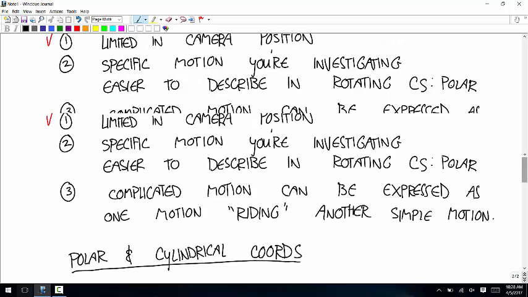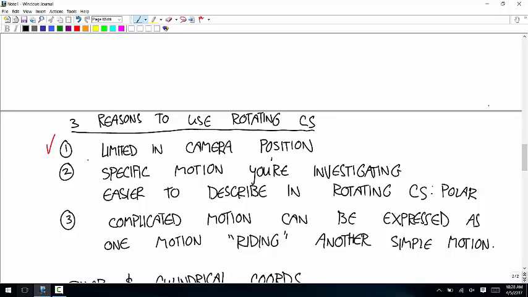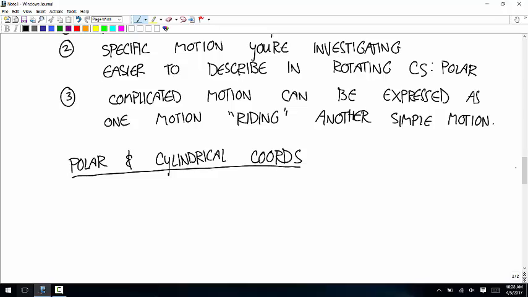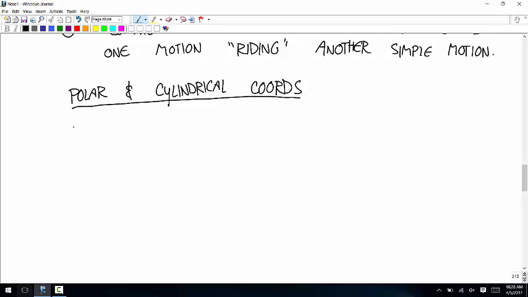Yes, you use the rotating coordinate system equation in all 3 of these. But these are the cases where you need to use the rotating coordinate system equation. So let's talk about polar and cylindrical coordinates, probably the rotating coordinate system that you're going to see most often in your career. I'll start with polar, and then jumping from polar to cylindrical is easy. I'm not going to do spherical because it just gets really messy.